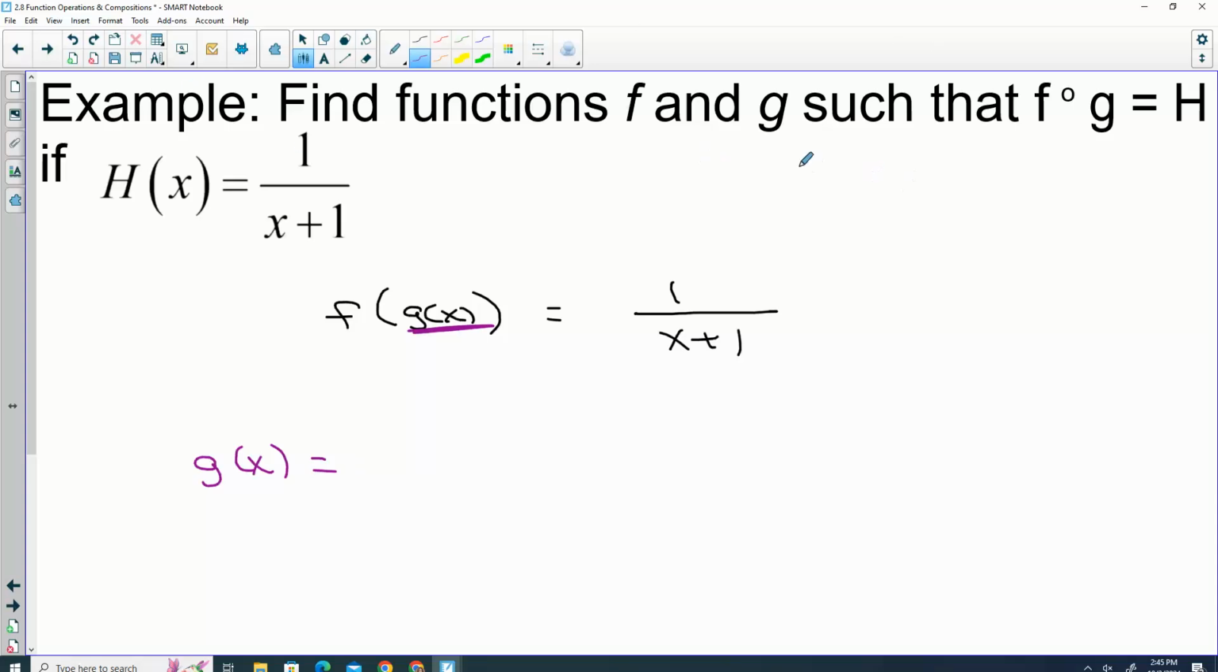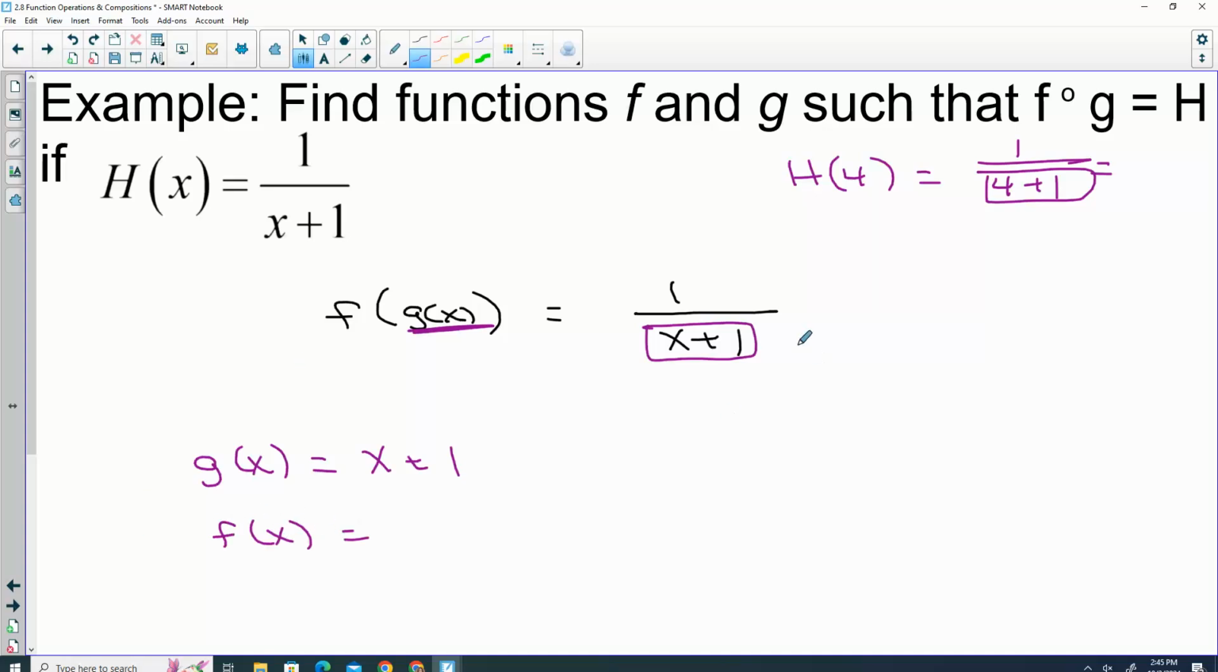What if I said I wanted you to find h of 4? You would put 4 in for x. What's the first calculation you would do? You would add 4 plus 1, right? So my inside is x plus 1. That's the first thing you would do if you were going to evaluate. My outside, f, we have to think about if we undo this, if I take out the x plus 1, what do I replace it with? So just 1 over x.